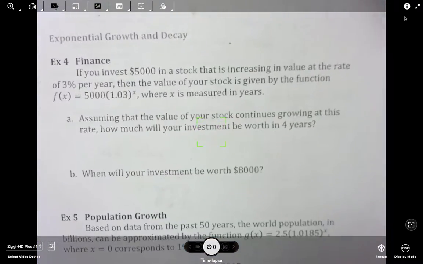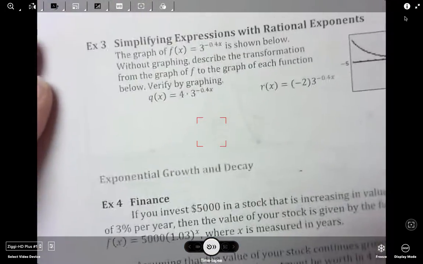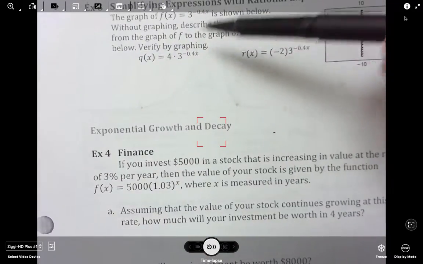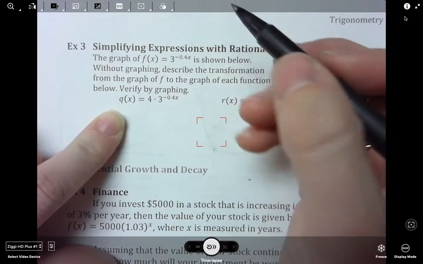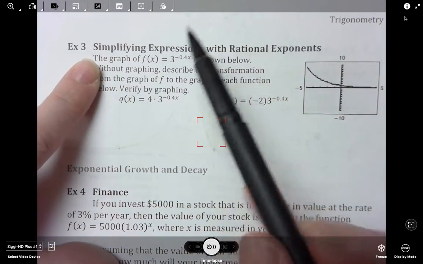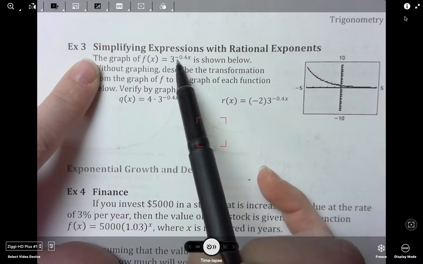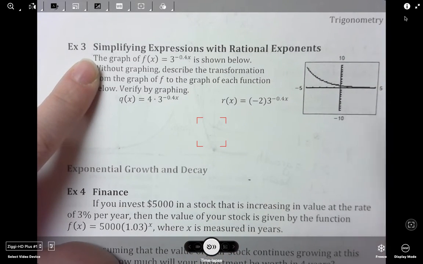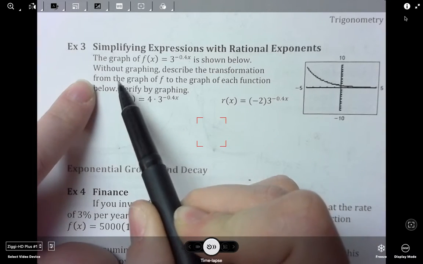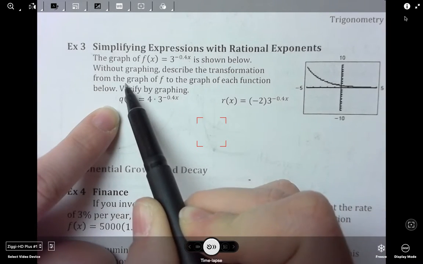Done with that. Simplifying expressions with rational exponents. Oh no, they do want us to do more. One more describing the transformation. Okay, so the graph of 3 to the negative 0.4x is shown below, or right here. They want to know, without graphing, describe the transformation.